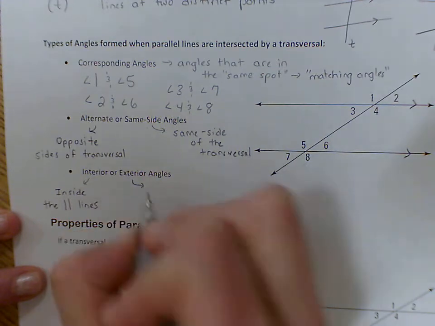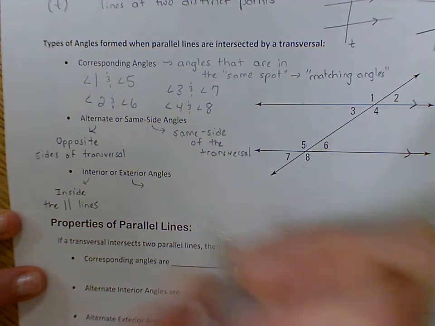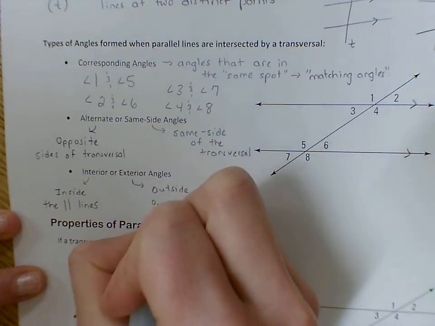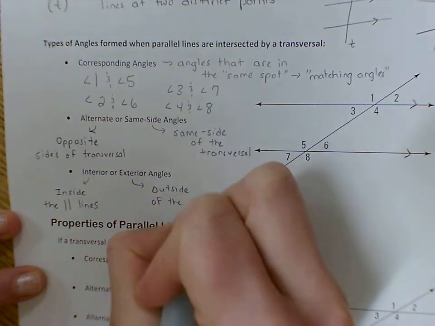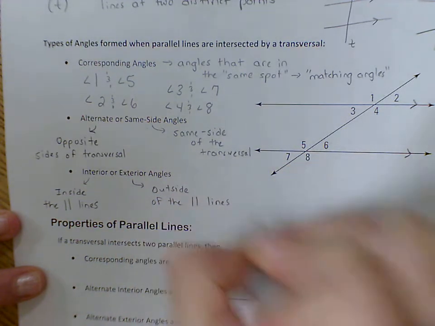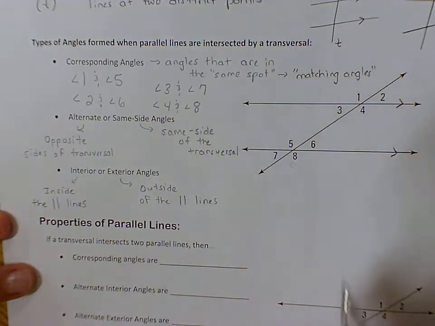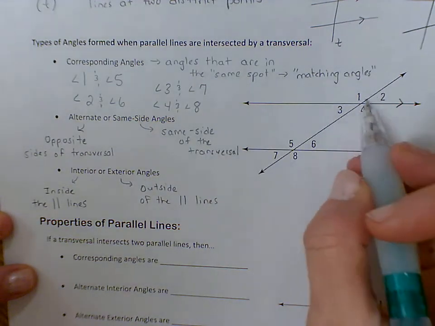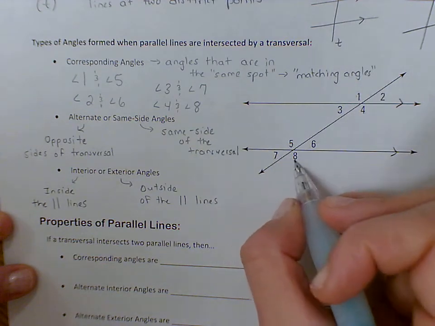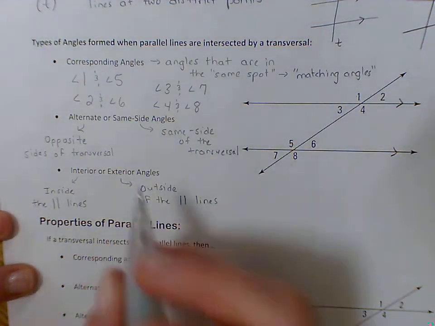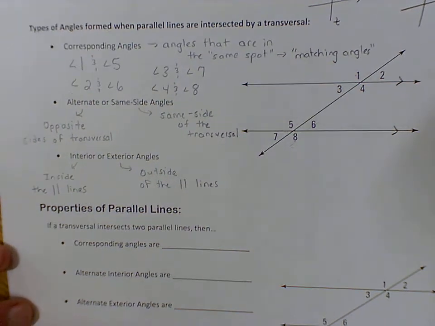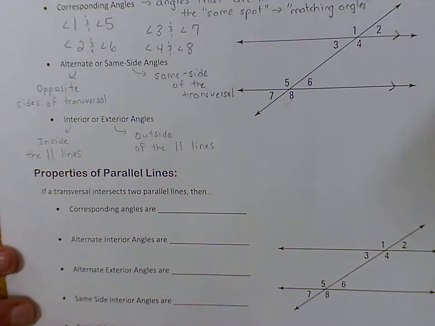Okay, so then your exterior ones will be the ones that are outside of your parallel lines. These would be the ones that are outside of your sandwich if you think about it that way. So here's my parallel lines, and these are the ones inside. Then 1, 2, 7, and 8 would be my outside angles. Those would be called exterior angles. Okay, so now that you know about the angles, we're going to talk about what you have to know about certain types of angles.